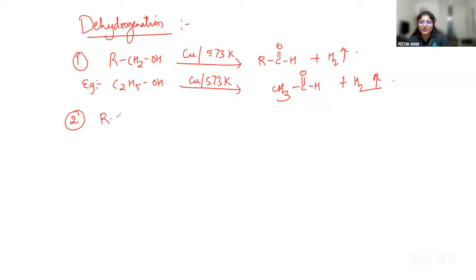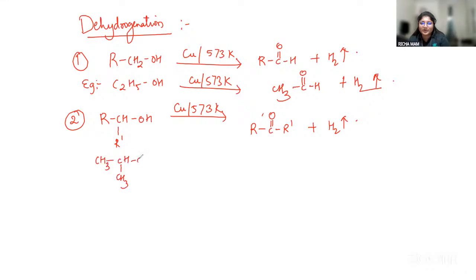Second is secondary alcohol. Suppose I have a secondary alcohol, so what will happen? Again, dehydrogenation. The dehydrogenation is carried out by using copper at 573 Kelvin. You are going to get a ketone with elimination of hydrogen gas. If I give you an example of isopropyl alcohol, in the presence of copper at 573 Kelvin, I'm going to get a ketone plus H2.